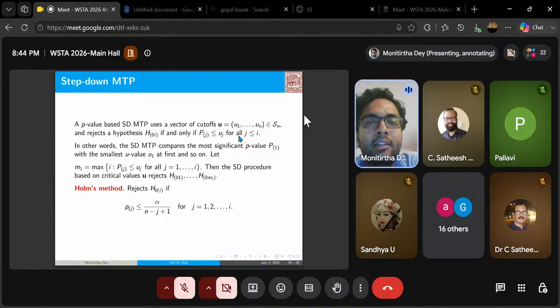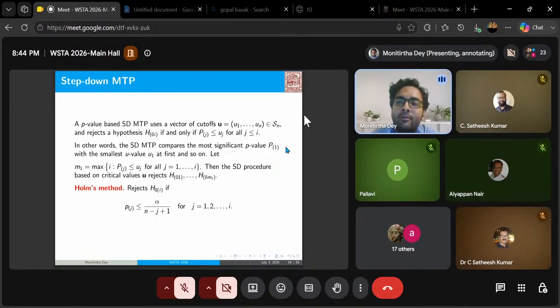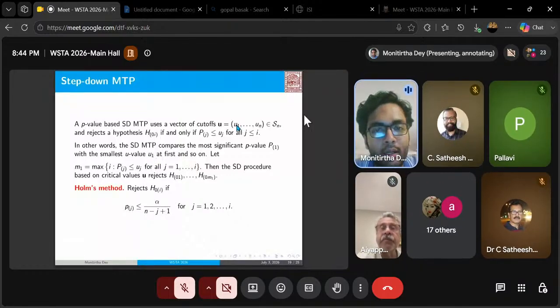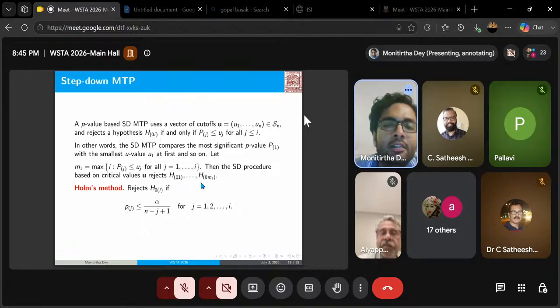So here we are focusing on a new class, step-down multiple testing procedures. At first, this compares the most significant p-value, the minimum p-value, p order 1, with the smallest u value in our set, u1, and so on. If m1 is the maximum over all such i's where p order j is less than or equal to uj for all j, then the step-down multiple testing procedure rejects the first m1 many null hypotheses.